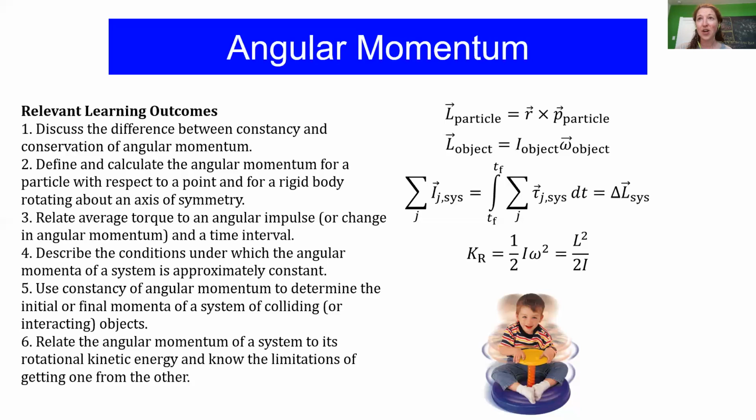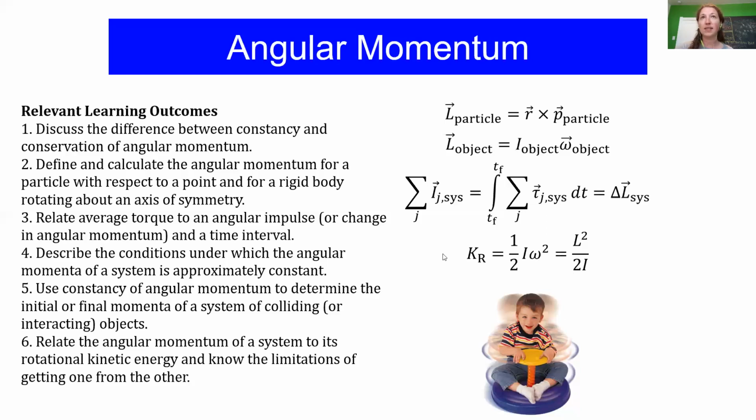And then lastly, we can also talk about the rotational kinetic energy of something that has angular momentum. And we know that rotational kinetic energy is 1/2 I omega squared. But if we use the magnitude of the angular momentum for an extended object, we can see that we could also write this as the angular momentum squared divided by 2 times the moment of inertia. This should remind you of what we did with linear momentum and translational kinetic energy, where we could write it as 1/2 mv squared or p squared over 2m.